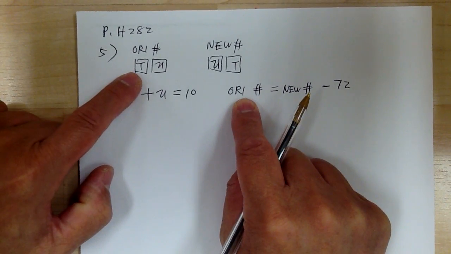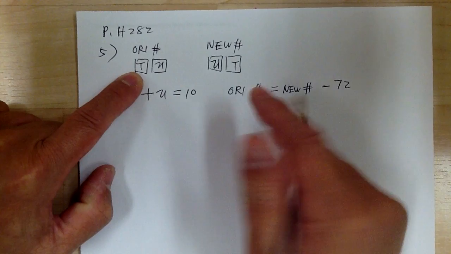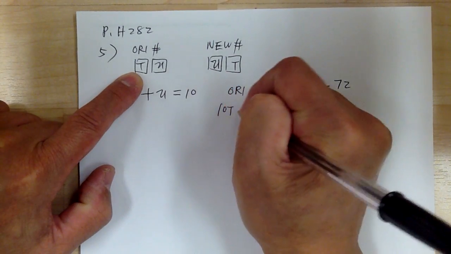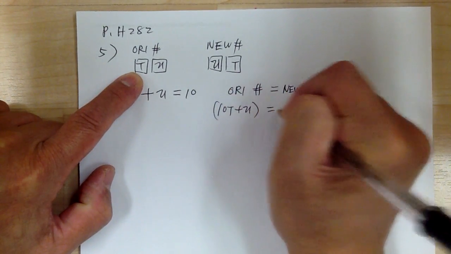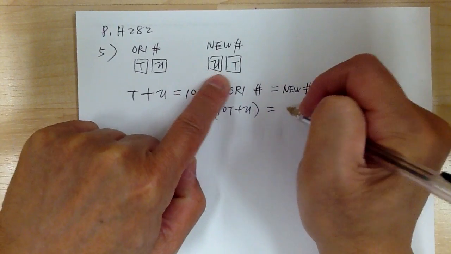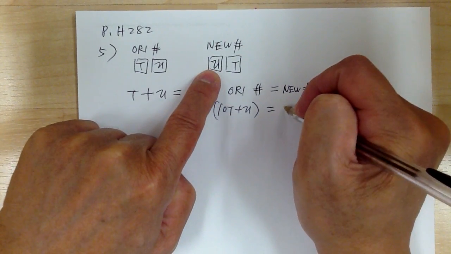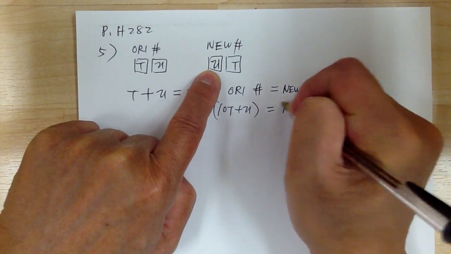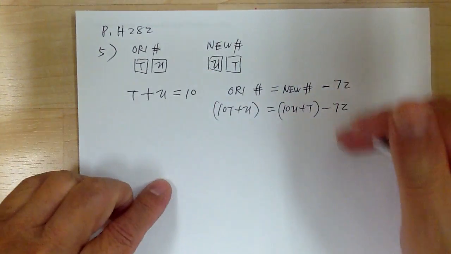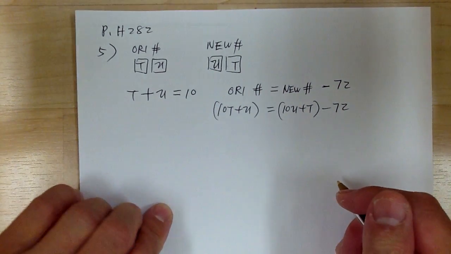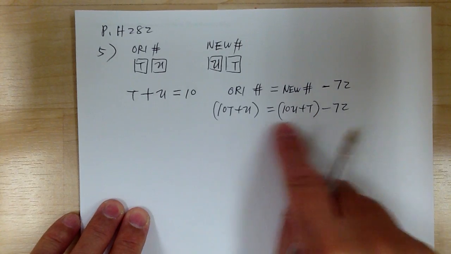So now let's put stuff in there, right? So the original number is this one. This is in the 10th place, so this is worth 10. So it'd be 10t plus u. Now the new number is this over here. So this is in the 10th place, so this is worth 10. So it'd be 10u plus t. And again, make sure you put parentheses around everything, so you don't make mistakes. And so now let's go and get the variable to one side.